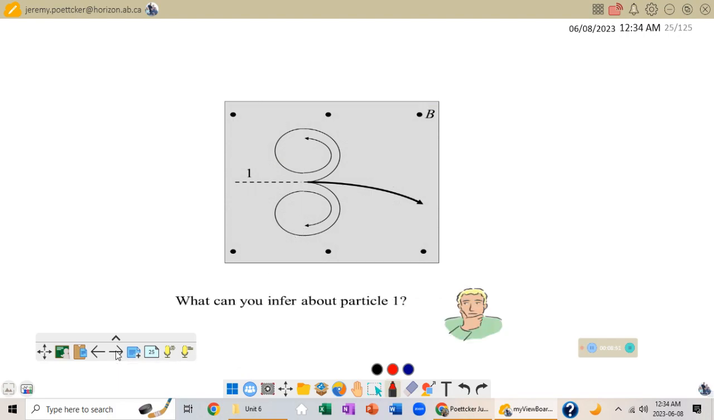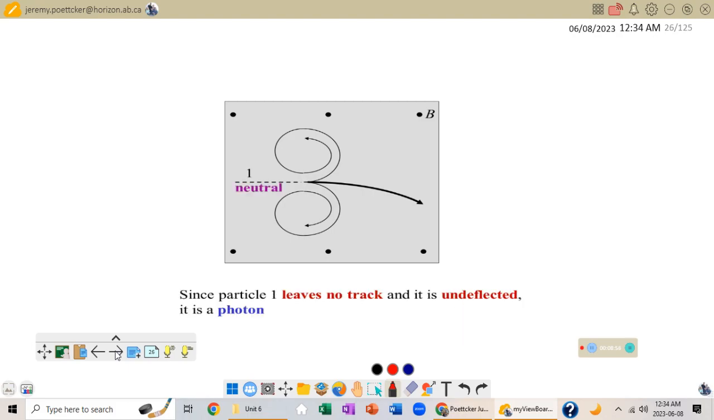Okay, so numbers are slightly different. Particle 1 leaves no track. It's annoying on this diagram. I have to show something. So I've got the dashed line just to show that something was there. Right, I could have a detector over here somewhere to show me that, yes, there was a gamma ray. There's a photon there, but it is undeflected, right? It goes in a straight line and it leaves no track. So this is a photon.